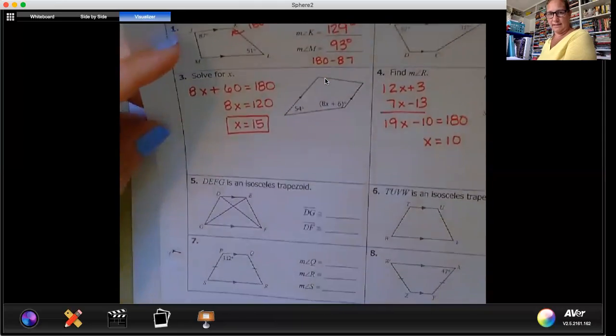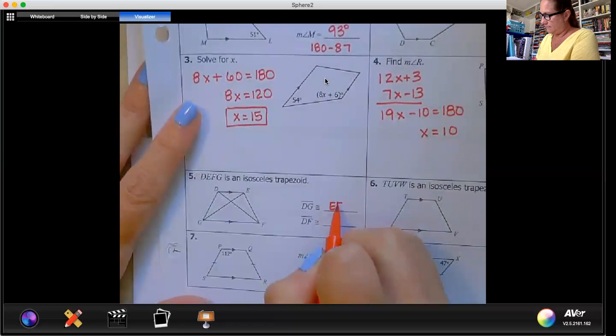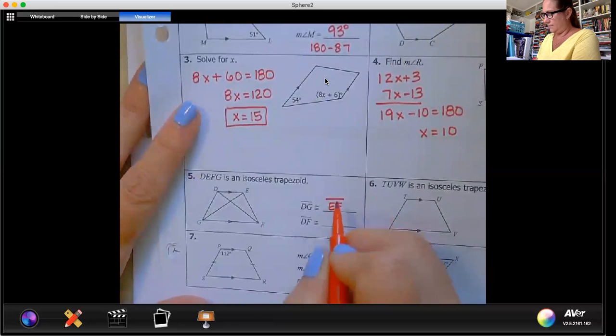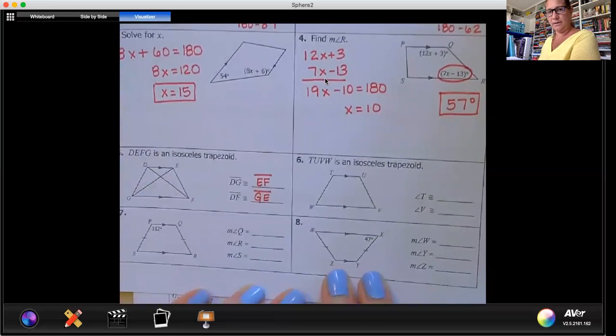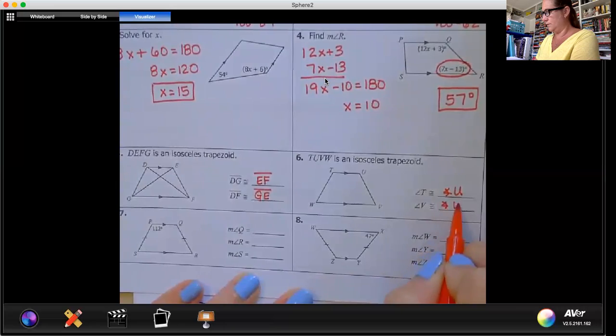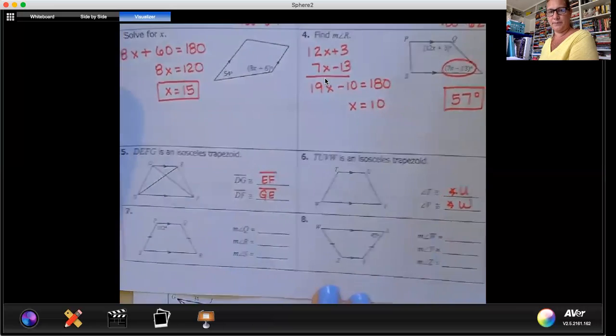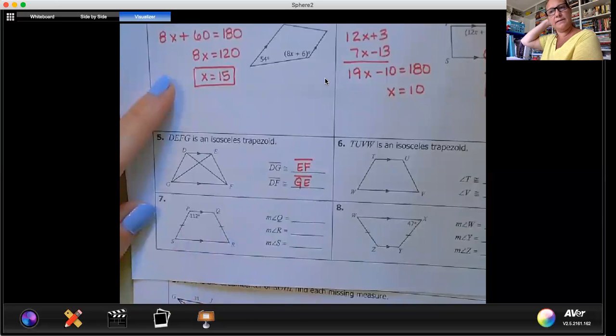Now we have an isosceles trapezoid, so DG is congruent to EF, and DF is congruent to GE. And we have another isosceles trapezoid in number 6, so angle T is congruent to angle U, and angle V is congruent to angle W. You know you have an isosceles trapezoid if you see that the congruent non-parallel sides are marked.